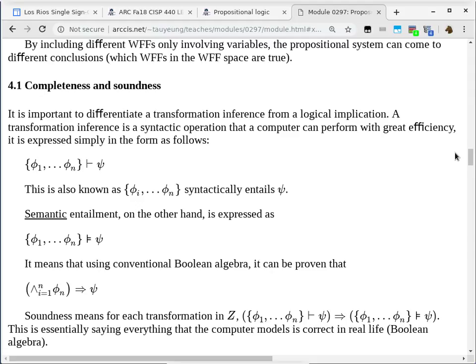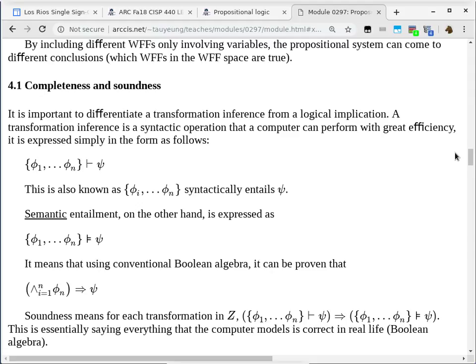Then with this particular inference, we say that the set of all of these phi well-formed formulae syntactically entails psi. That's just a name. Semantic entailment, on the other hand, is expressed as that. It means that using conventional Boolean algebra, we can actually prove that the conjunction of all of these phi's implies psi. So what is the difference?